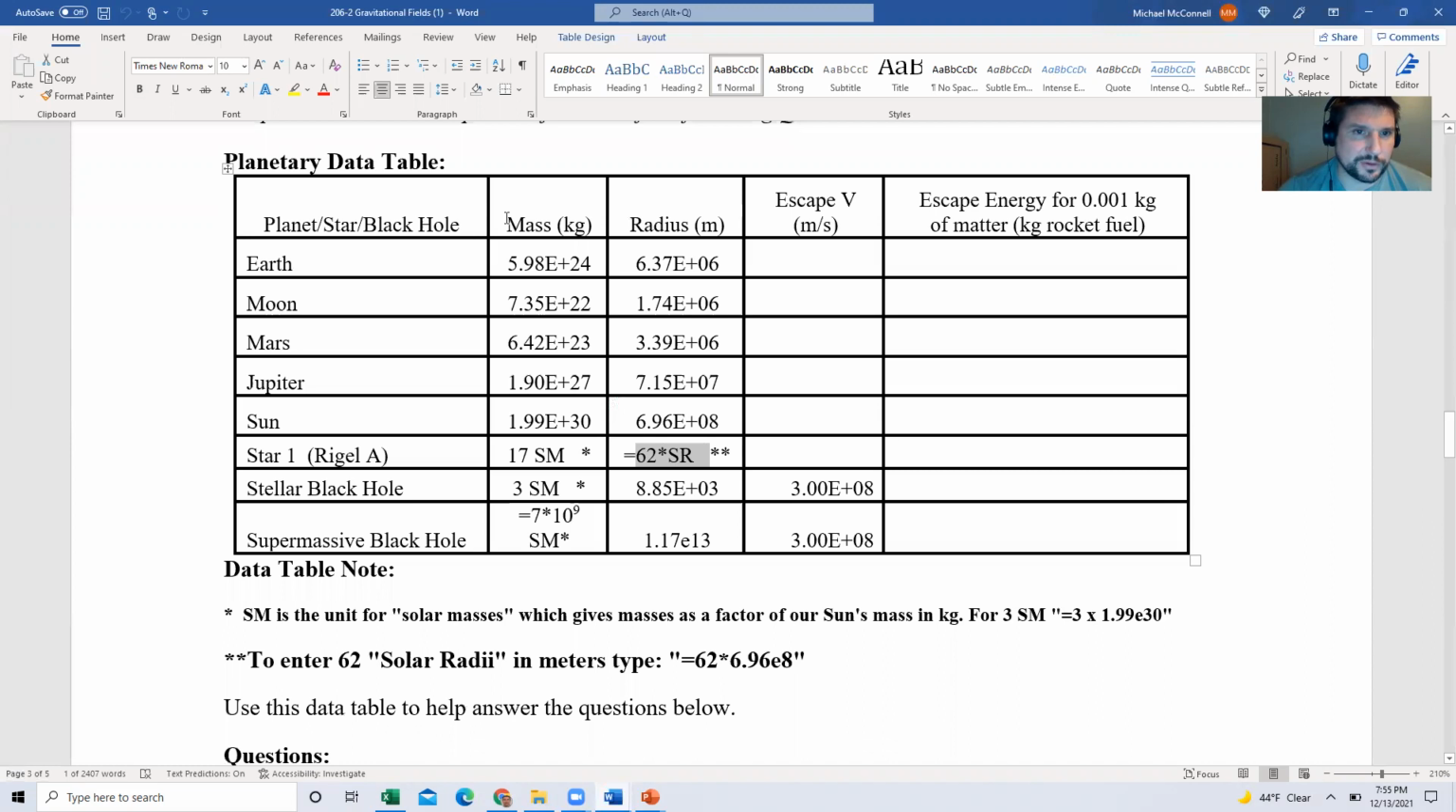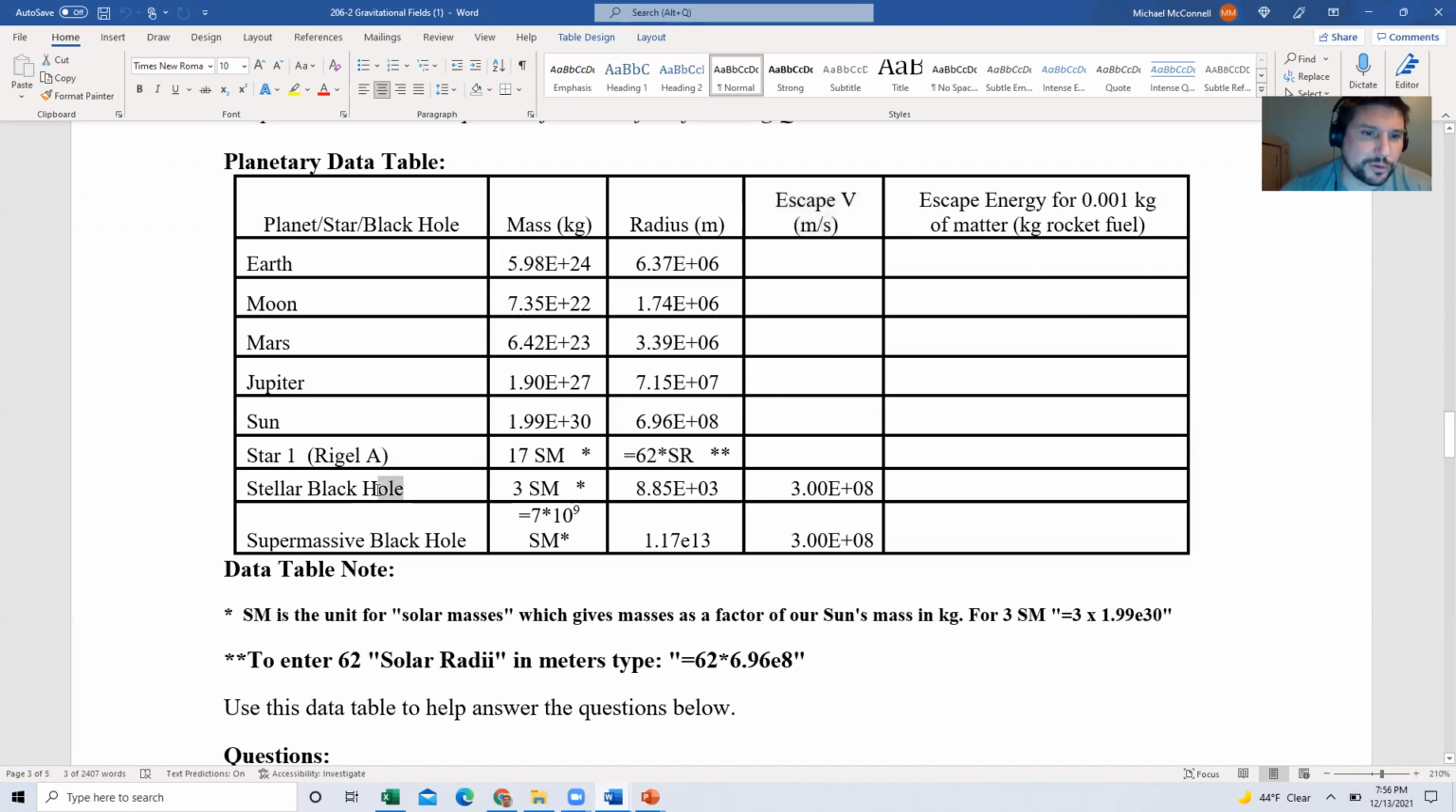mass and radius. So in the data table here, we're going to have these celestial bodies that have their mass and radius indicated. And our goal is to find the escape velocity, which is how fast you need to be moving from the surface, and the escape energy per 0.01 kilograms of matter to escape fully from the gravitational field. So at the surface, you need to be moving at a given amount of speed to be able to get out of that gravitational field.